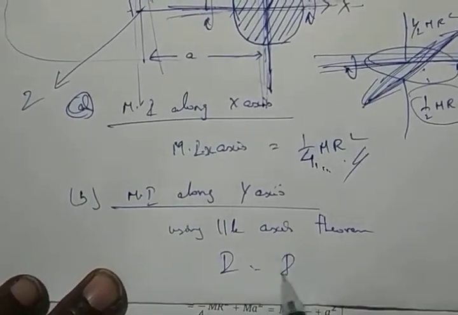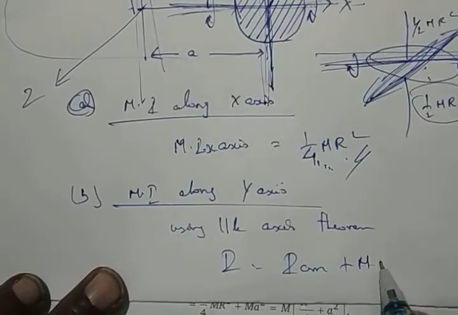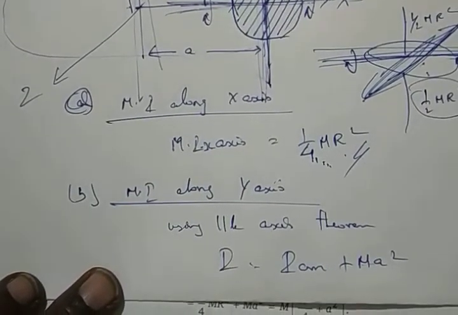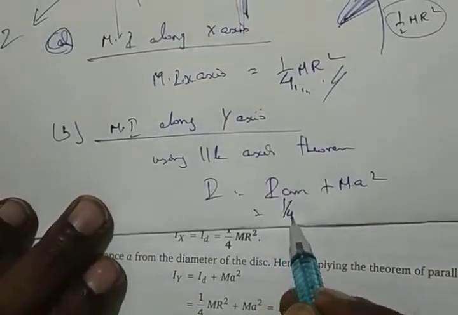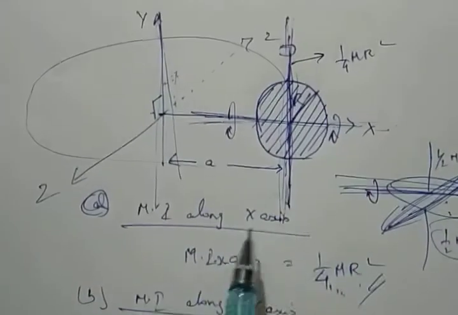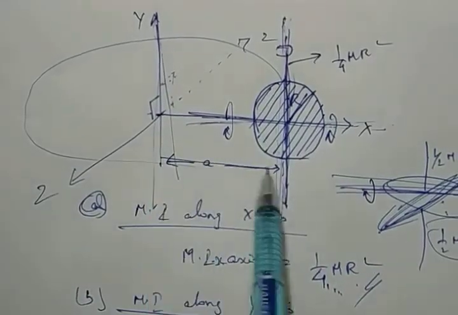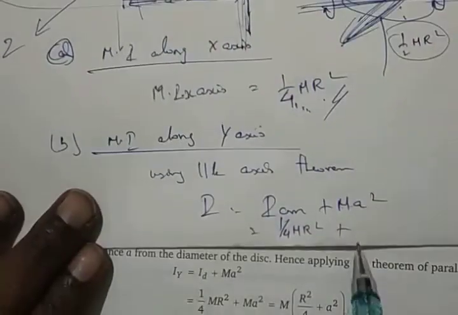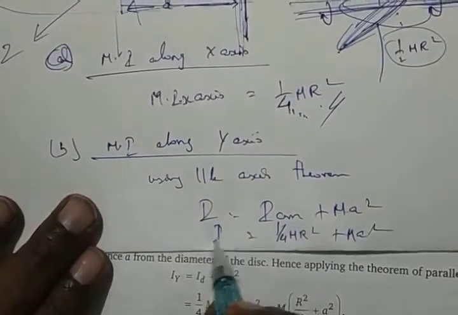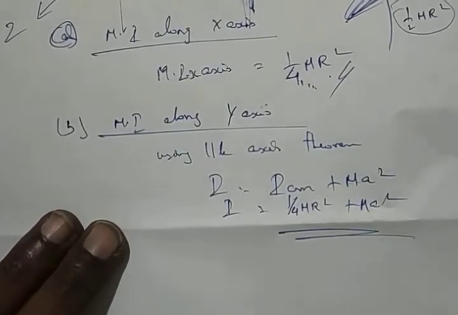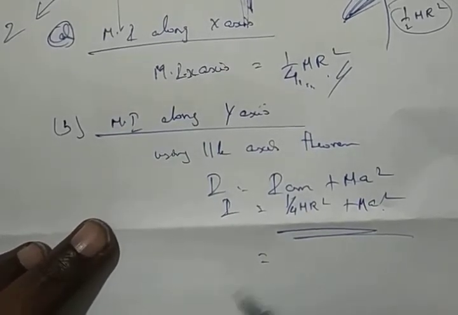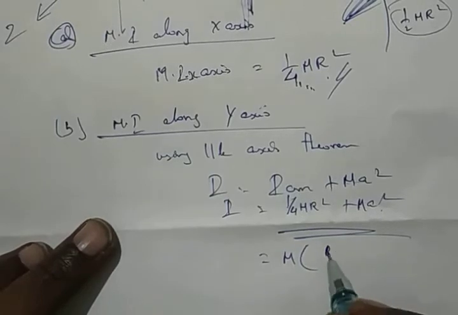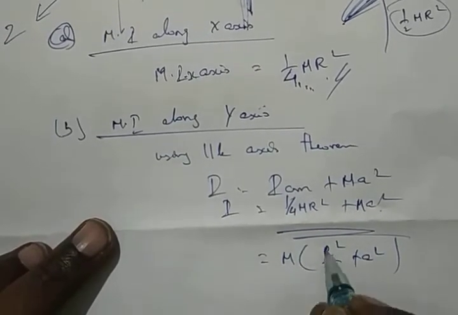So I is going to be equal to I center of mass plus ma square. This is the formula. What is I center of mass along the center? It is going to be equal to 1 by 4 mr square. And then this entire mass is at a distance of a, so it's going to be ma square. So that's the value here. Is it the same? Yes, this is the final answer: 1 by 4 mr square plus ma square. If you want, you can take M common outside: M times R square by 4 plus a square. That is Iy.